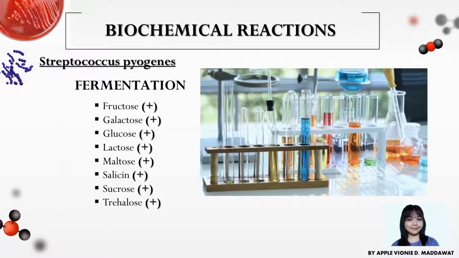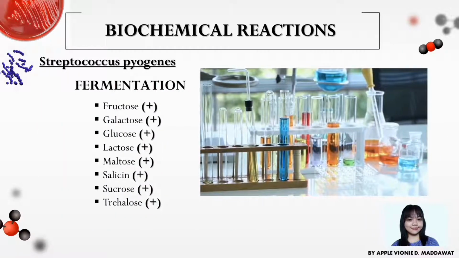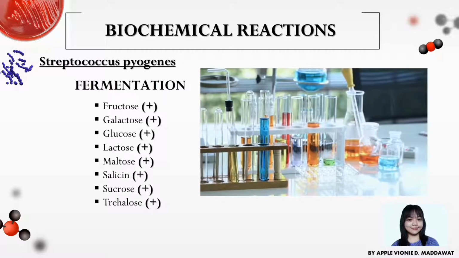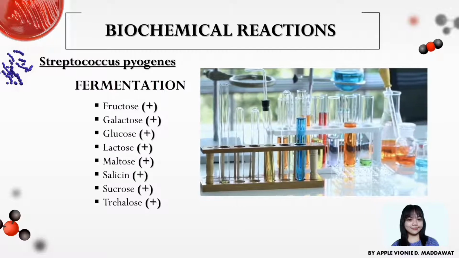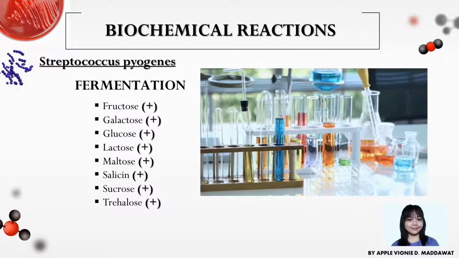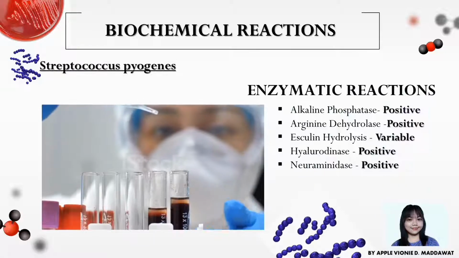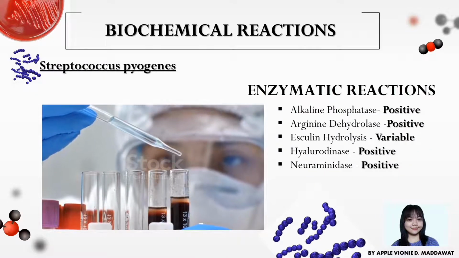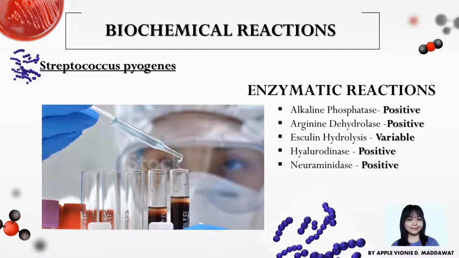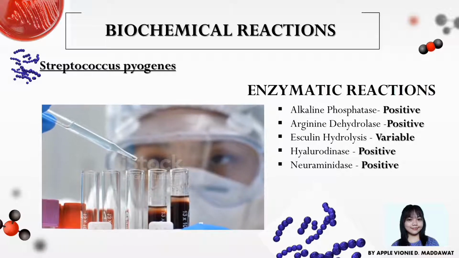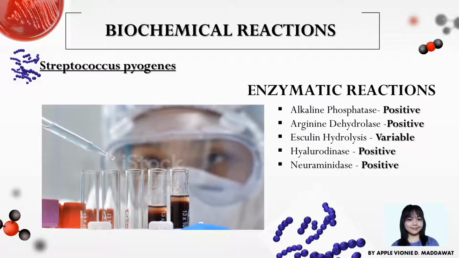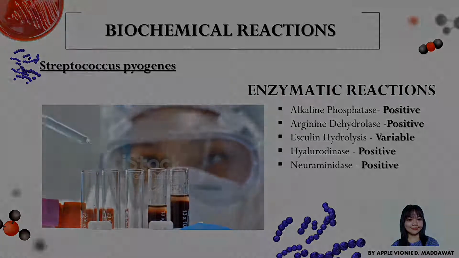Next will be the fermentation reactions of Streptococcus pyogenes. This includes fructose, galactose, glucose, lactose, maltose, salicin, sucrose, and trehalose, which are positive fermentations for Streptococcus pyogenes. Moving on with the enzymatic reactions of Streptococcus pyogenes, it is positive in all of the following: alkaline phosphatase, arginine dihydrolase, hyaluronidase, and neuraminidase. It is also variable in acetylesterase hydrolysis, which means it can be either positive or negative.